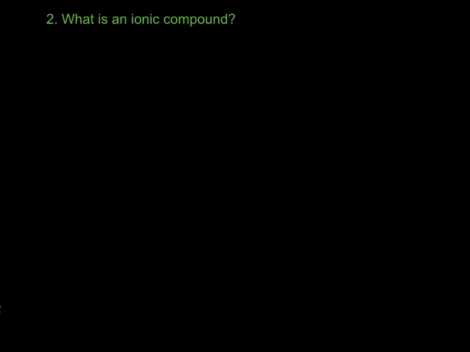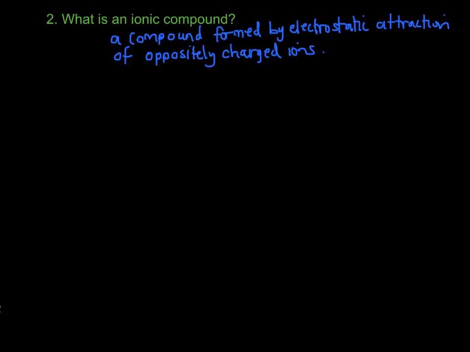Let's define an ionic compound, since you've now seen how an ionic compound would form. So an ionic compound is a compound formed by the electrostatic attraction of oppositely charged ions. So electrostatic attraction, just remember, is like a magnetic attraction where oppositely charged things are attracted to one another. And so it should be noted that an ionic compound is always made of a cation and an anion, so oppositely charged ions, that they are always neutral in charge.